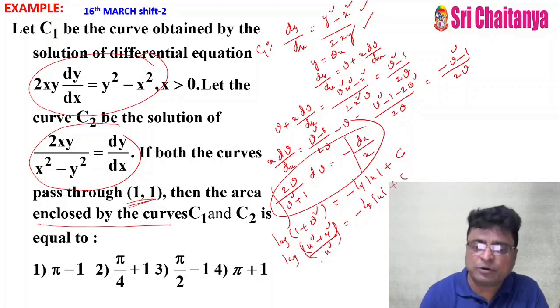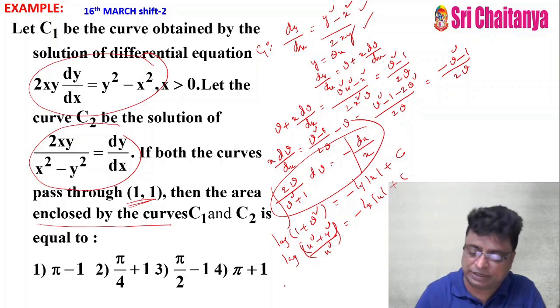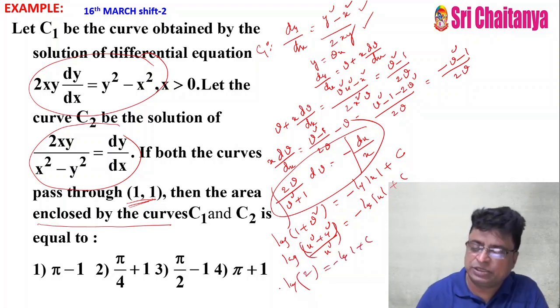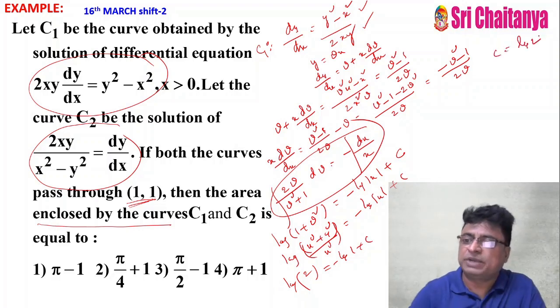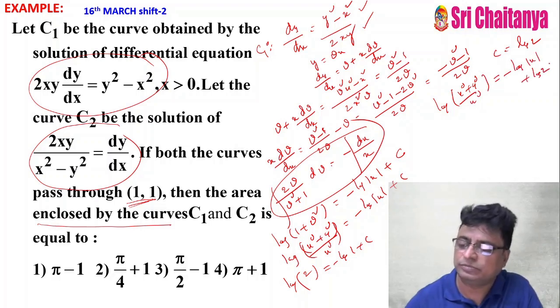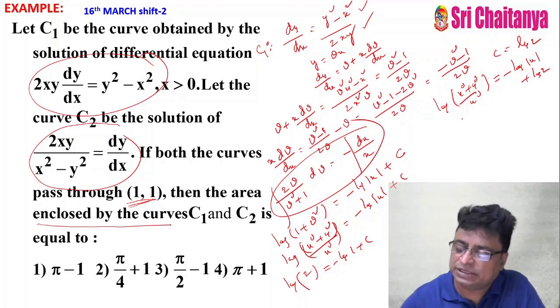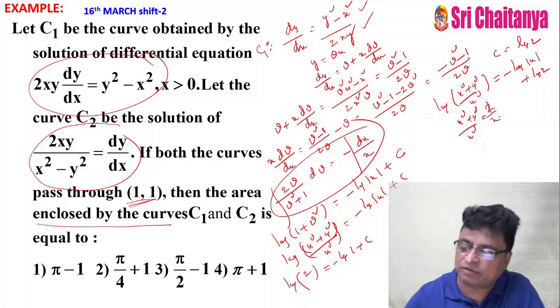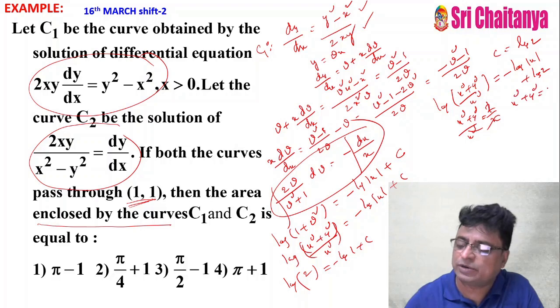This is my curve. But this curve is passing through what? 1, 1. So that means if x is equal to 1, y equals 1. So this is log 2 equals minus log 1 plus C. So my C becomes what? Log 2, because log 1 is 0. So ultimately what I get: log of x square plus y square by x square is equal to minus log mod x plus log 2. Okay, and simplify this. This becomes x square plus y square after cancellation of logarithm. Log a minus log b means log a by b, that is log of 2 by x. Of course, x is not equal to 0, so you can cancel it. So I get x square plus y square is equal to 2x.